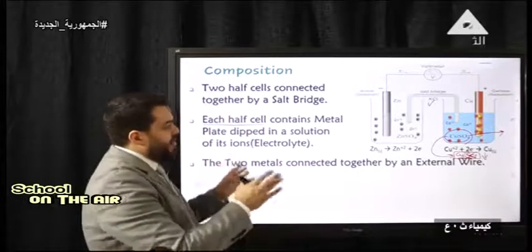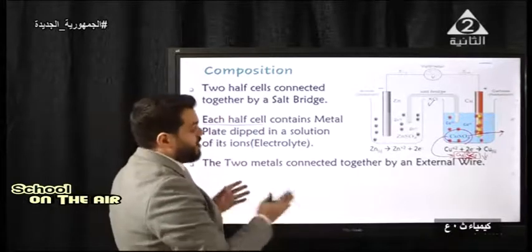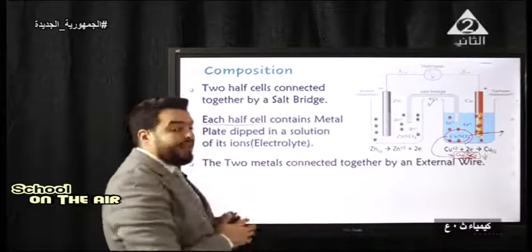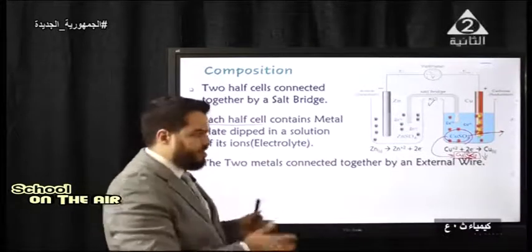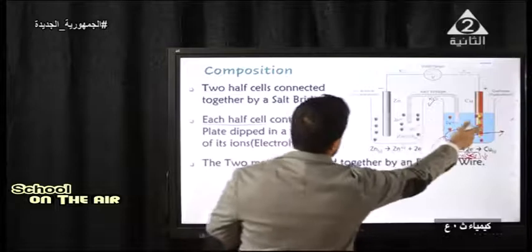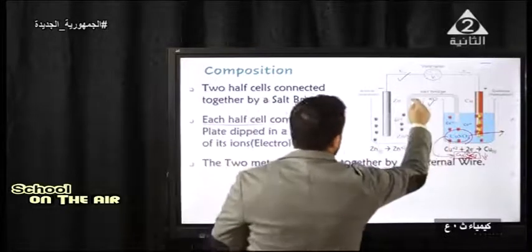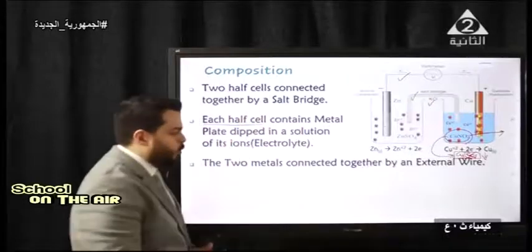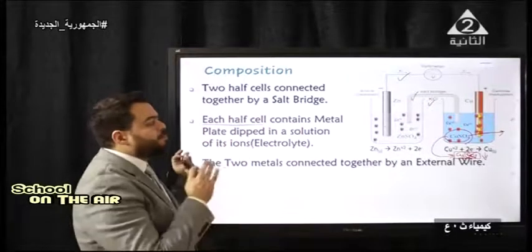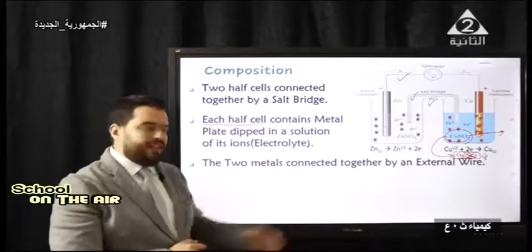Okay? So we have two half cells, each half cell containing a metal, and each metal dipped in a solution of its ions. The two metals are connected together by an external wire, and the two half cells are connected together by a salt bridge. It's the composition of the galvanic cells.